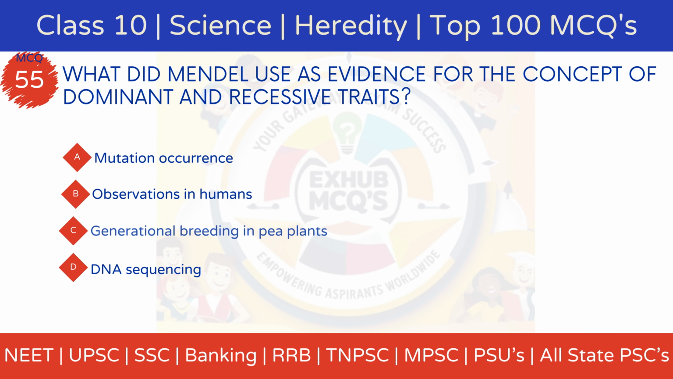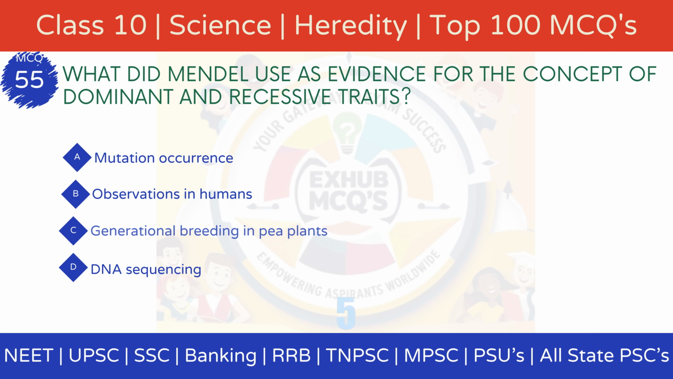MCQ 55. What did Mendel use as evidence for the concept of dominant and recessive traits? Option A, mutation occurrence. Option B, observations in humans. Option C, generational breeding in pea plants. Option D, DNA sequencing.